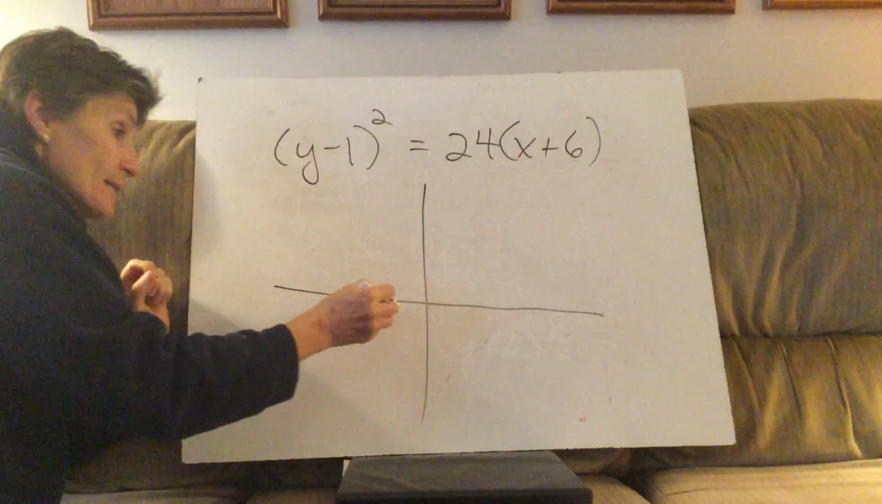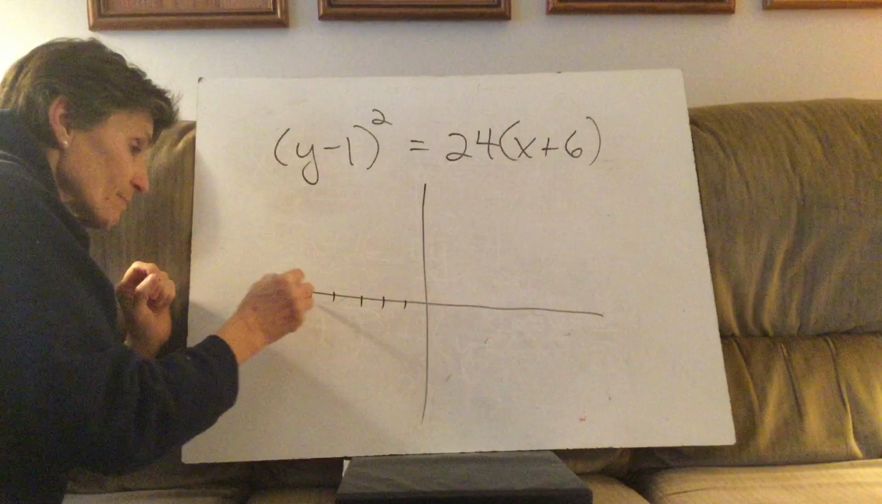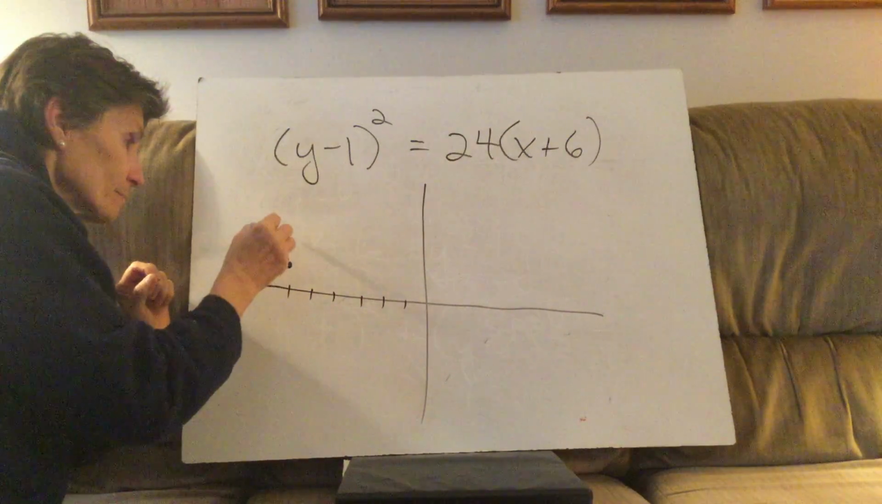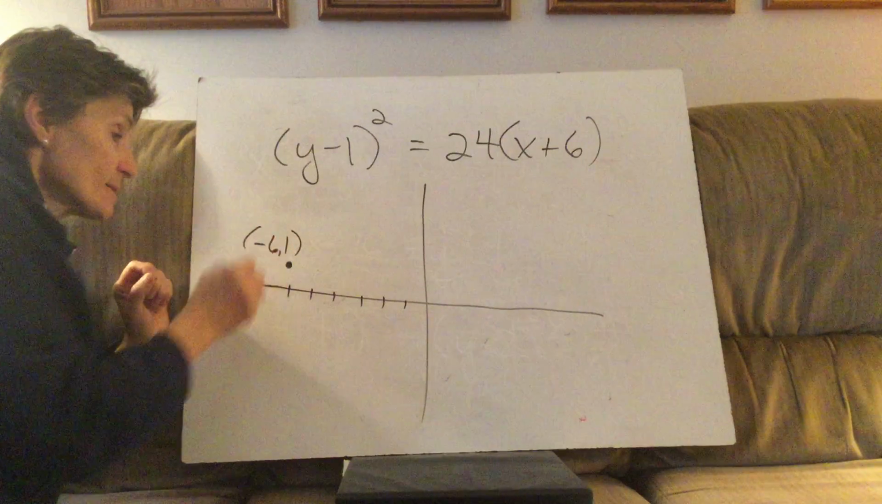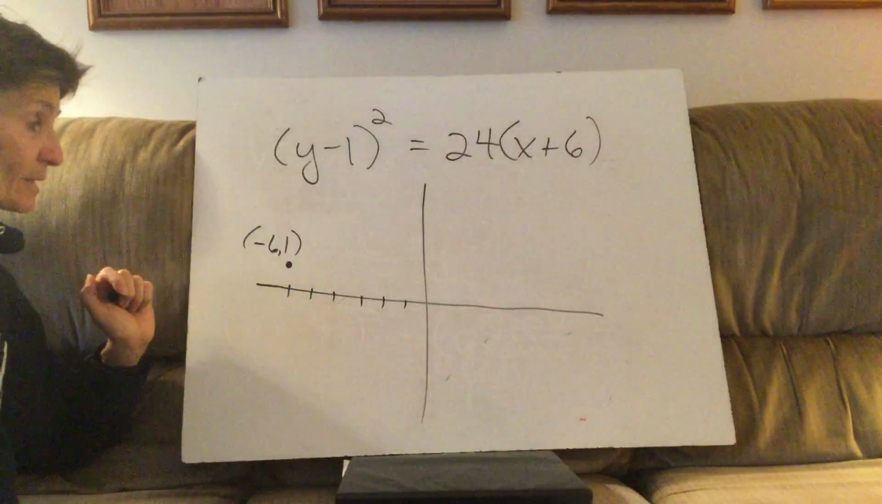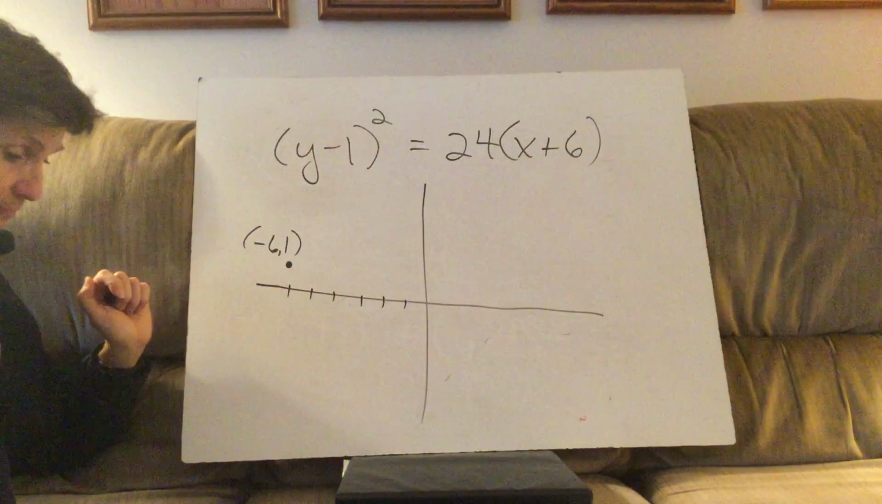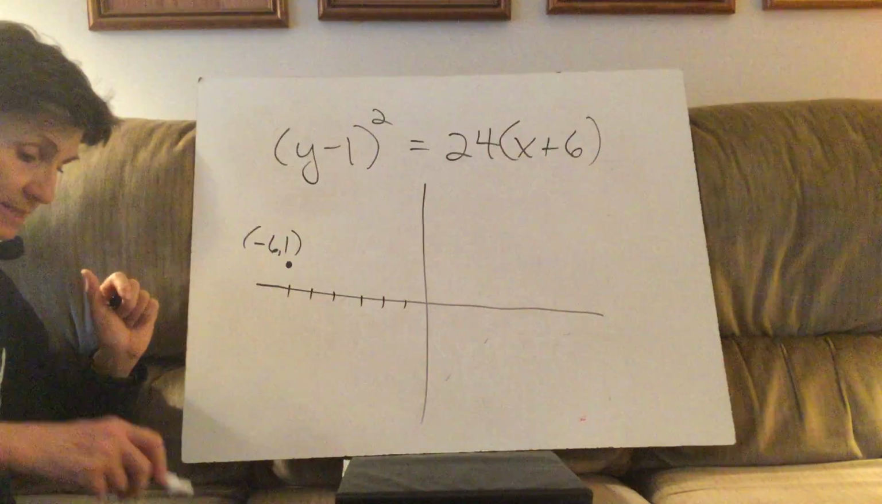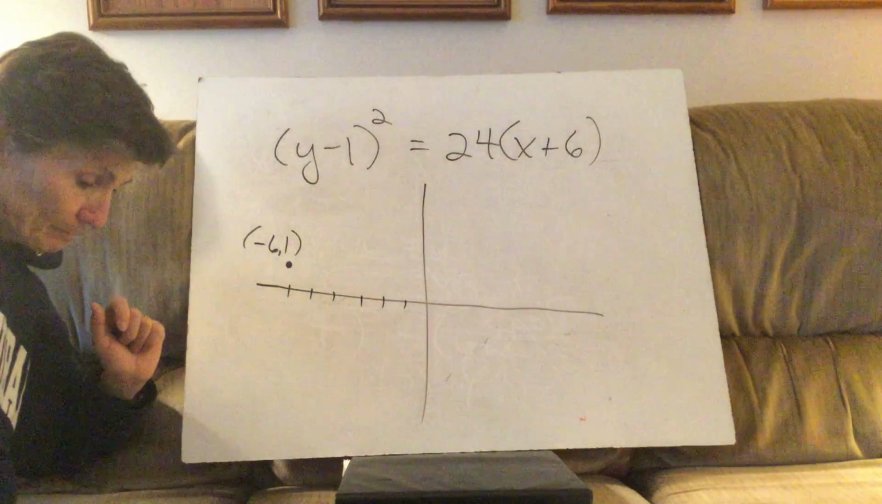I see my vertex is at negative 6, 1. It's my vertex, negative 6, 1. Remember, always x before y. That's my vertex. So the directions say find the vertex. Done. Negative 6, 1 goes to that blank.